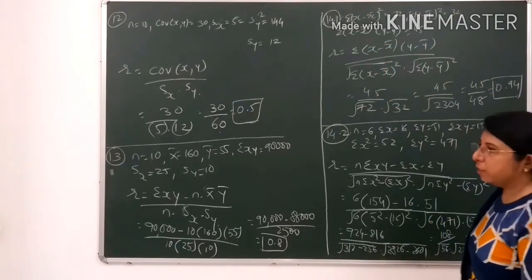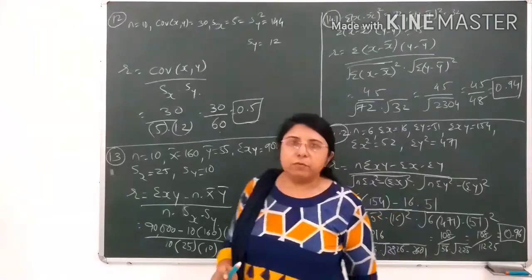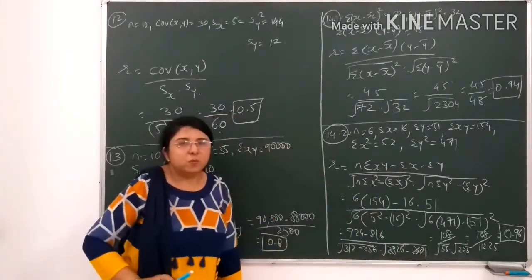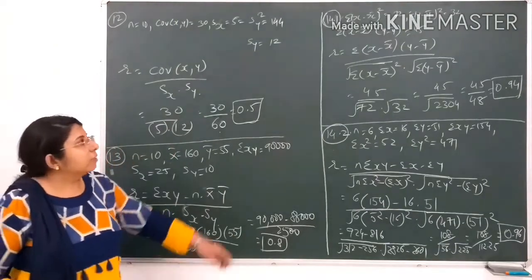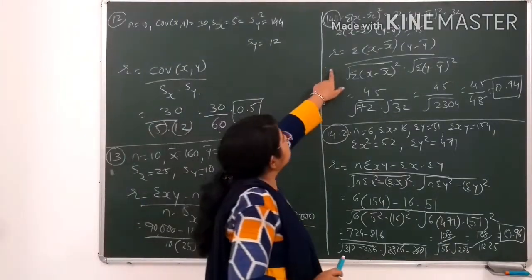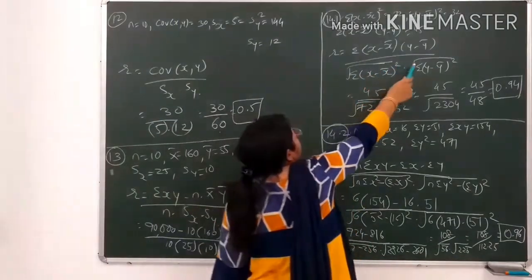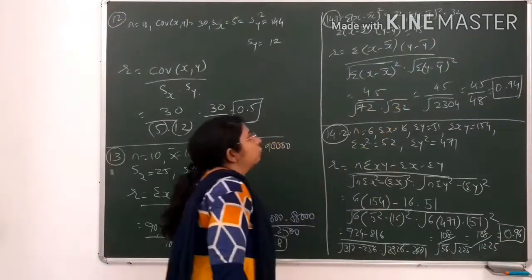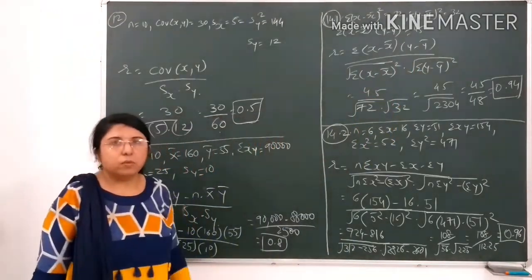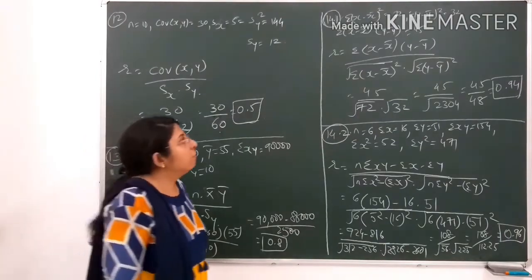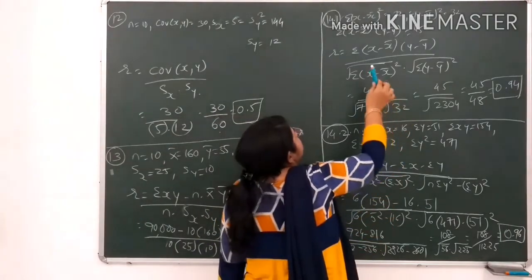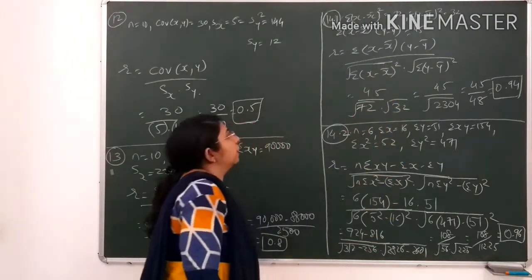So here you can easily remember the formula that we were utilizing when the values of x bar and y bar were integers. We are utilizing this formula, if you remember: sigma x minus x bar into y minus y bar upon under root of sigma x minus x bar whole square into under root of sigma y minus y bar whole square. Simply you have to place all the data in the formula.